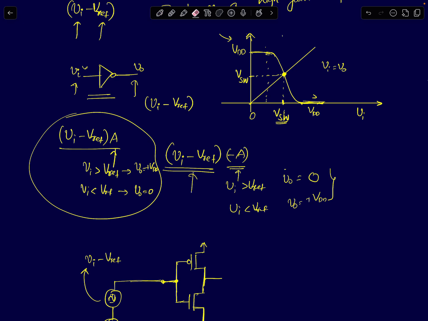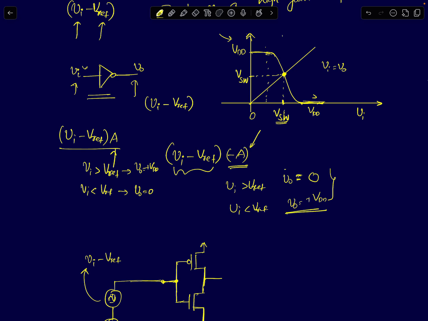An inverting comparator is one in which the gain happens to be negative. If the gain is negative, first we compute the difference Vi minus Vref and multiply it by a huge negative factor. Then if Vi is greater than Vref, that gets multiplied by a huge negative factor, so your output will go to 0. The opposite happens if Vi is less than Vref: your Vo will be equal to plus VDD. The opposite of what happens in your non-inverting comparators happens in your inverting comparators.